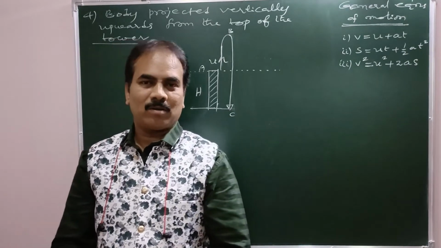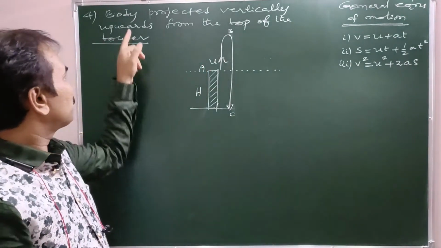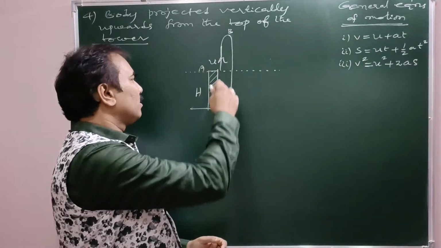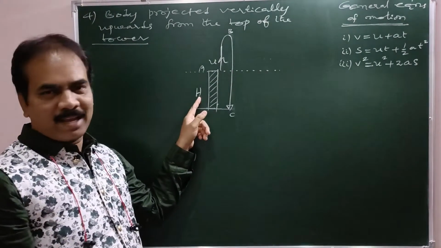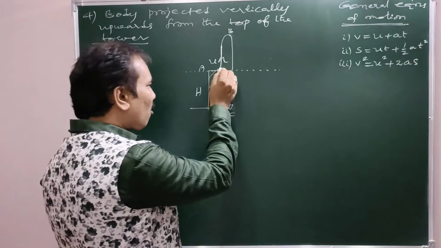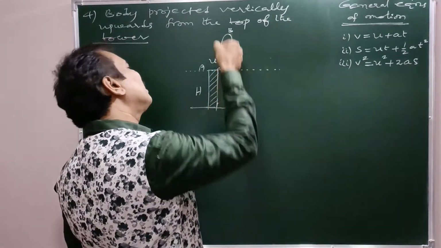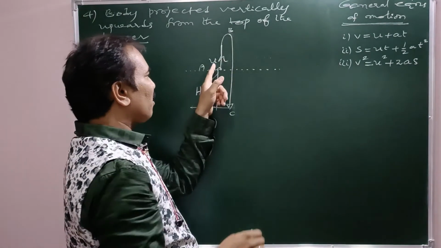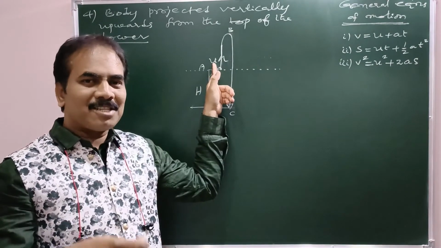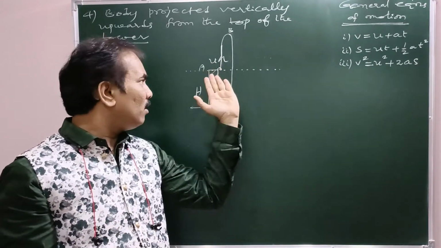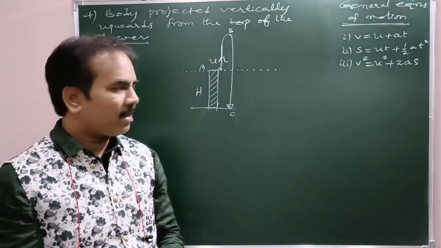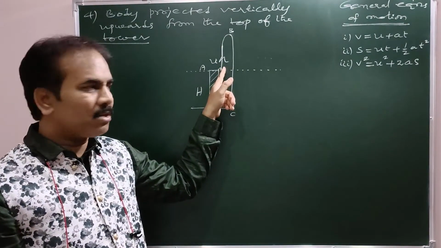Now case number 4, in which the body is projected vertically upwards from the top of the tower. See this tower of height capital H. A is the top of the tower. Now here from this top, a body is projected vertically upwards with some initial velocity. So here also initial velocity is non-zero. If velocity is not given to the body, it won't go up. So velocity is a must at time t equal to 0, right?